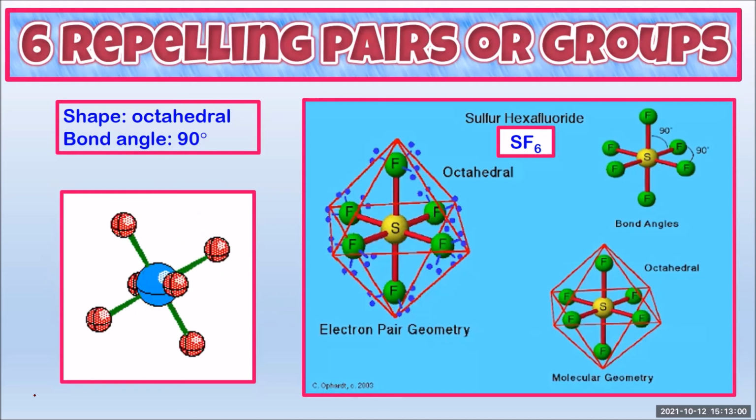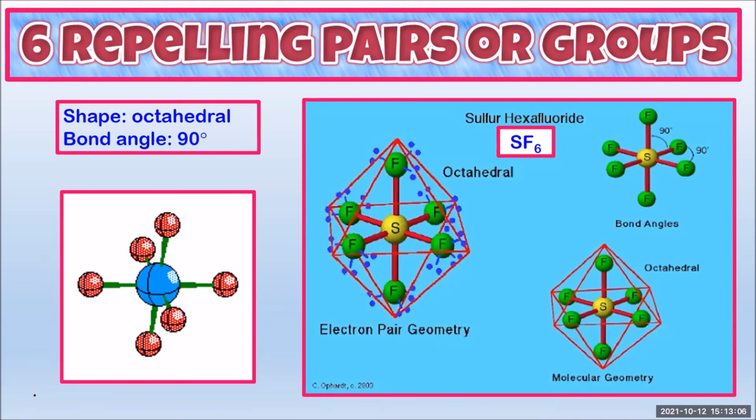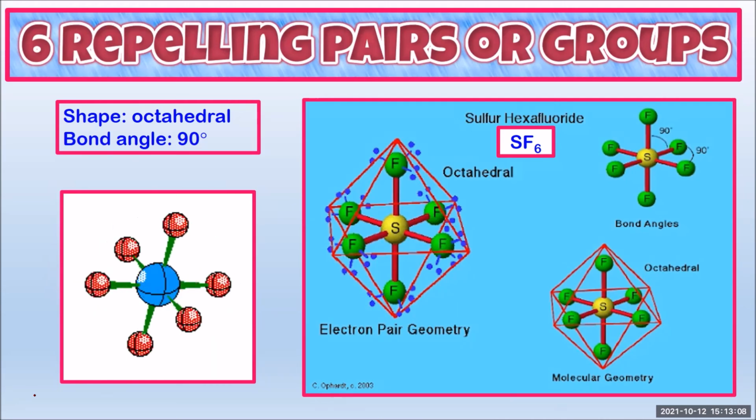When there are 6 repelling pairs, the shape is called octahedral. All bond angles here are 90 degrees, so all bonds are perpendicular to the next one. Sulfur hexafluoride is your example.